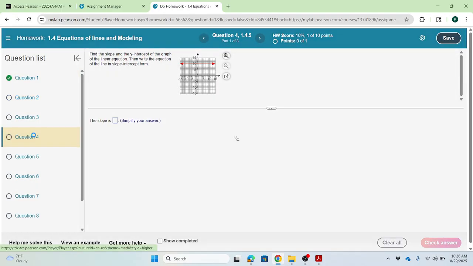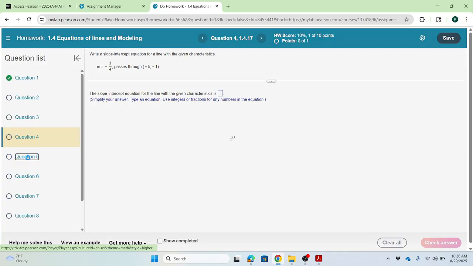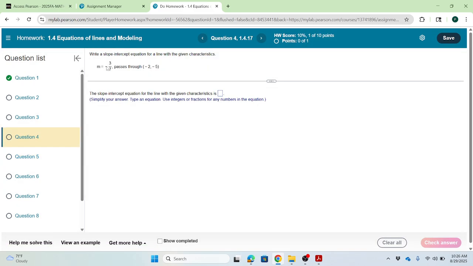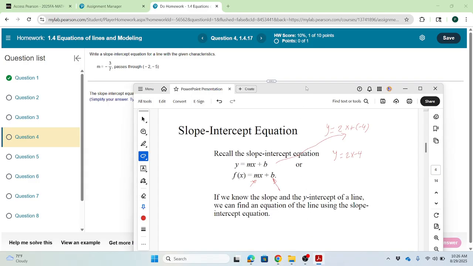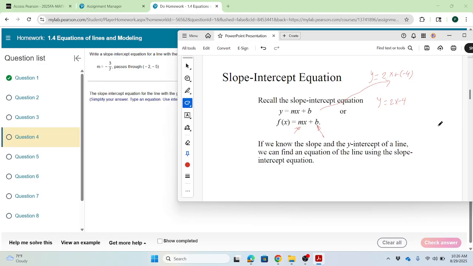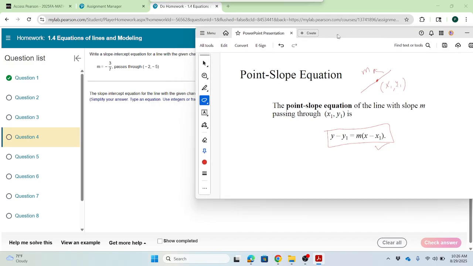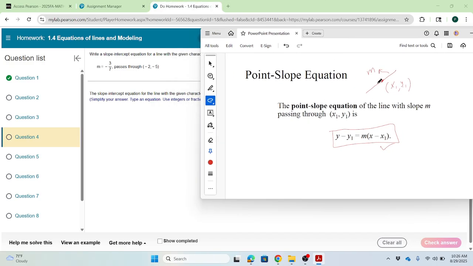Okay, let's go to another problem. Let's say this one. Write a slope-intercept equation for a line with the given characteristics. You are given the slope and you know the line is passing through a point. The slope-intercept formula is not enough because this is a point slope situation. So you have to use the point slope formula, and for this formula, the slope is given, which is negative 3 over 7.